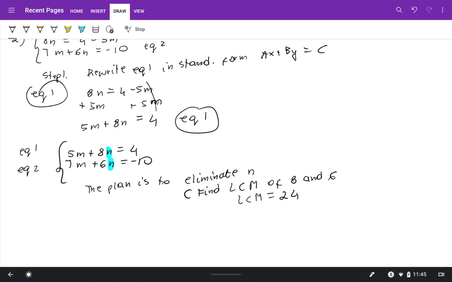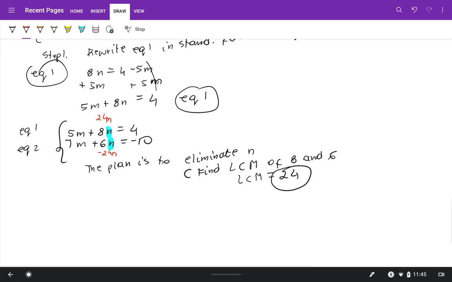Okay, so when you know the LCM of coefficients 8 and 6, you want to build 24. So your idea is you want to replace 8n with 24n, and you want to replace 6n with negative 24n. Then we'll have those opposite, and when we add the equations together, we will eliminate that n. So how can we do it? This is what we're going to do.